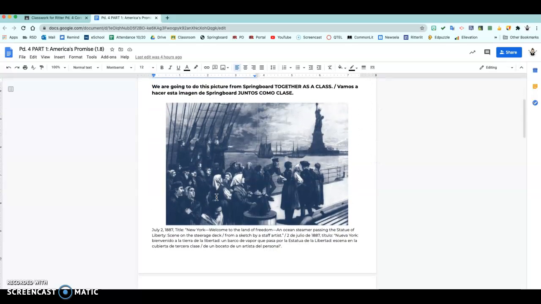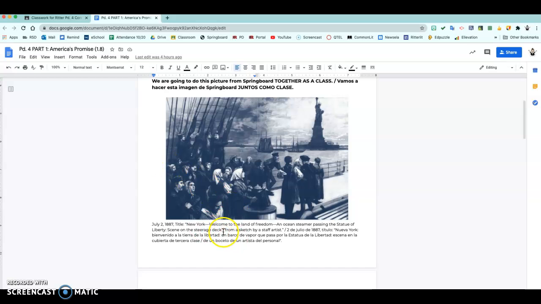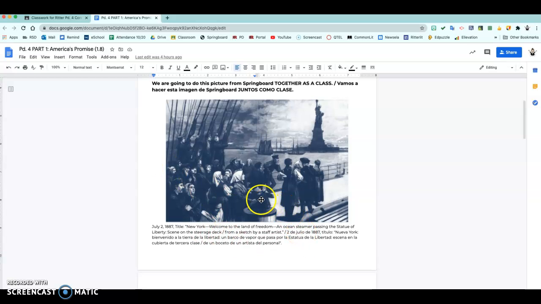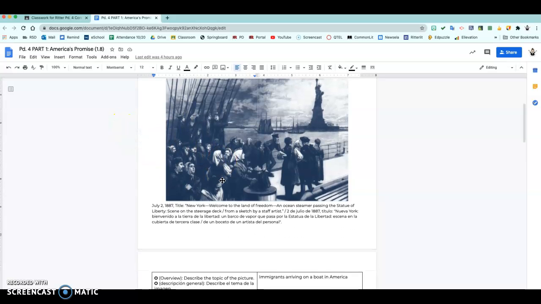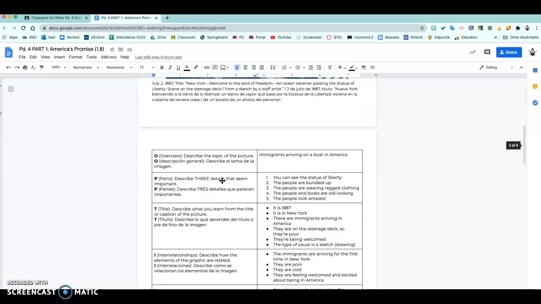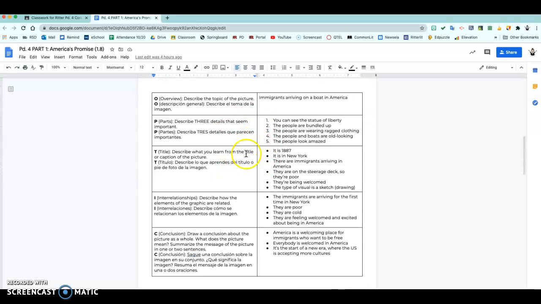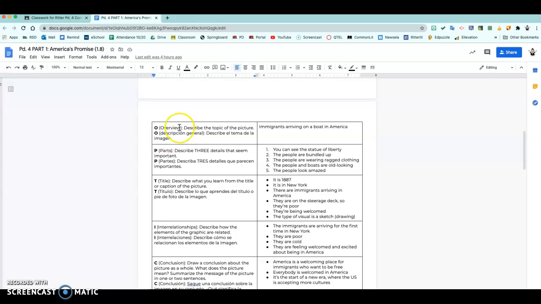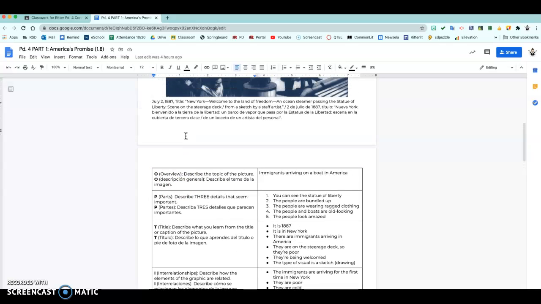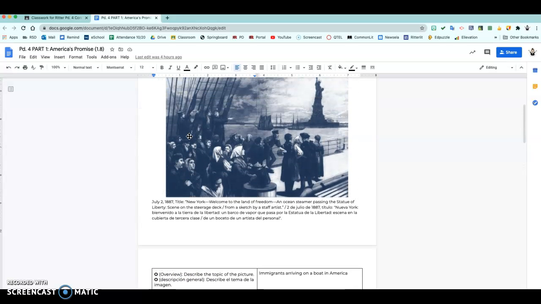And then conclusion is where you state what you think the artist or photographer of the visual wants you to think about, what message they want you to take away from that visual. So this picture and caption is the textbook example of a visual text and how to put it through the OPTIC strategy. What you have here are the examples that we came up with as a class for each of the steps in OPTIC. For the overview, the class said that the overview of this picture is that immigrants are arriving on a boat in America.